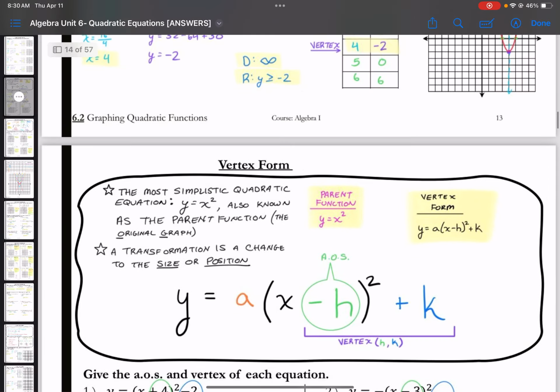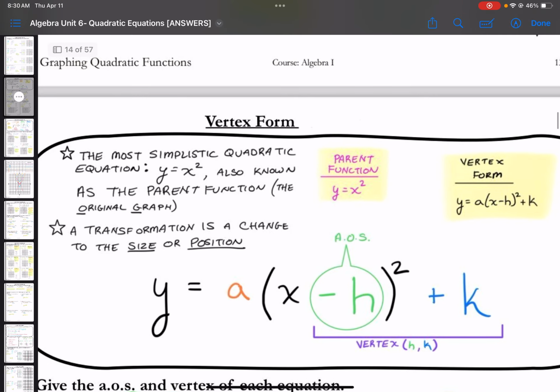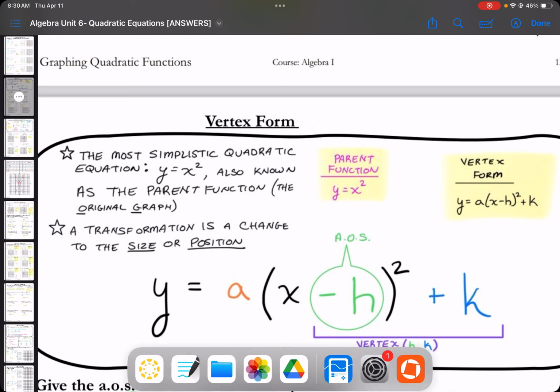Go ahead and take these notes. You can pause your screen so that you can go ahead and take these notes. Now that you've taken these notes, have them handy for what you do for number 1.